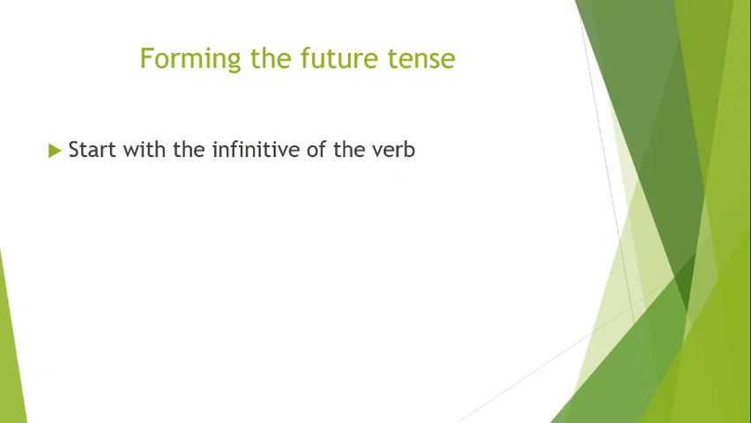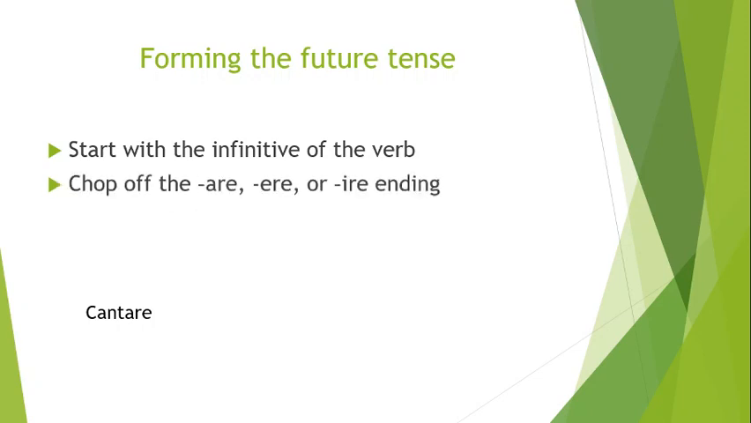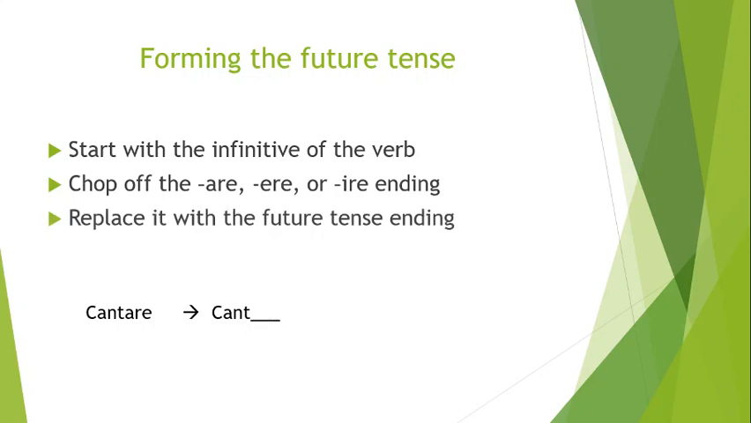So you just start with the infinitive of the verb. So if you're doing cantare, right? Cantare is the infinitive. Next, you chop off the ending. It would be are, ere, or ire, depending on what kind of verb it is. And then you replace it with the future tense ending. Canterò. So cantare becomes canterò. That's the future tense, first person singular. That means I will sing. See? So it's very straightforward. It's just like forming the past participle.